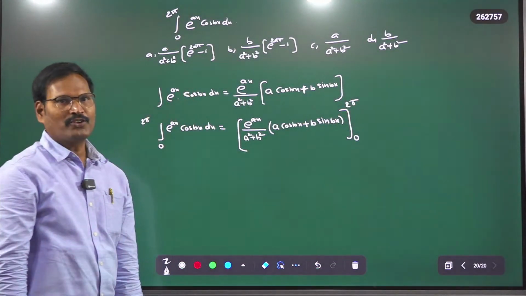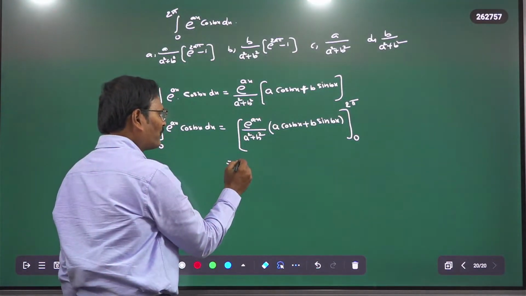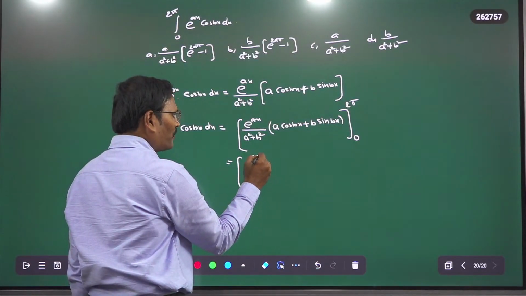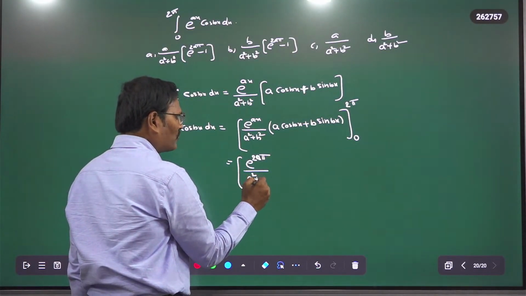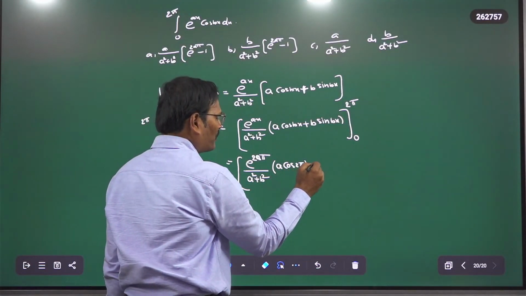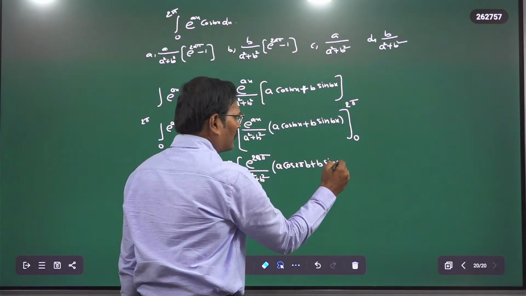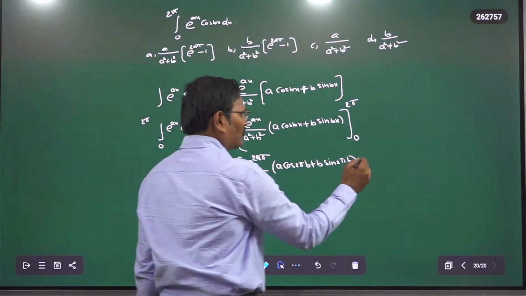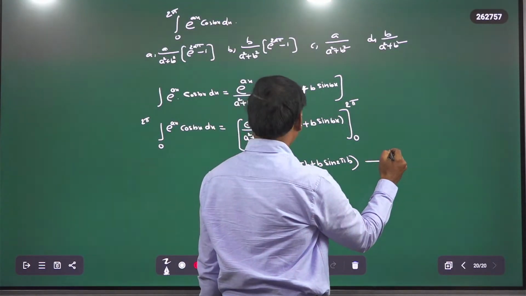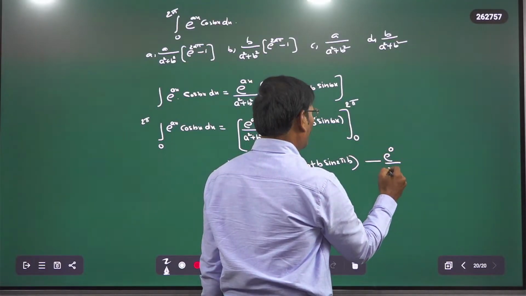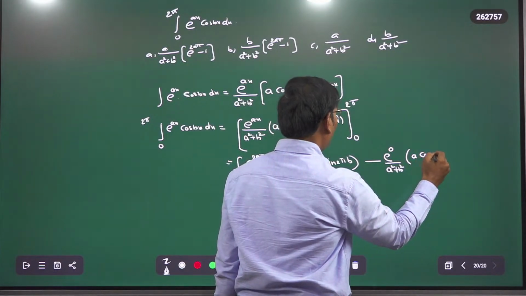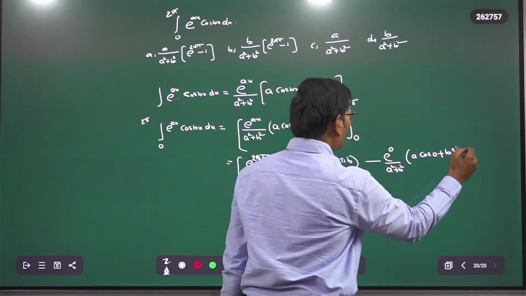Now we have to substitute the limits. Upper limit is 2 pi: e power 2a pi by a square plus b square, a into cos 2 pi b plus b into sin 2 pi b. So the upper limit is over. Now I am substituting the lower limit: e power a into 0, that means e power 0, by a square plus b square, a into cos 0 plus b into sin 0.